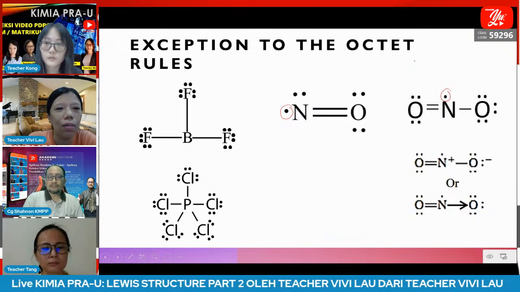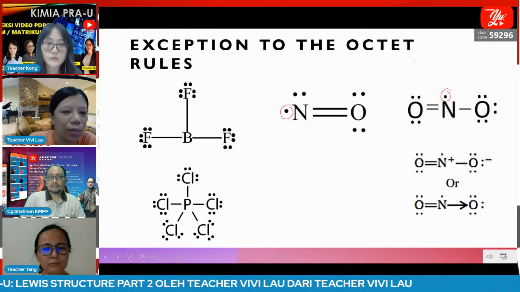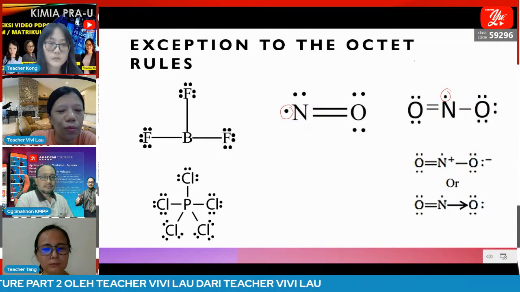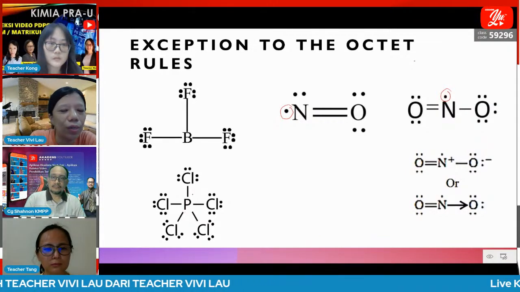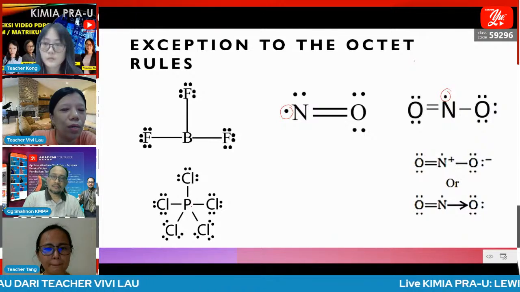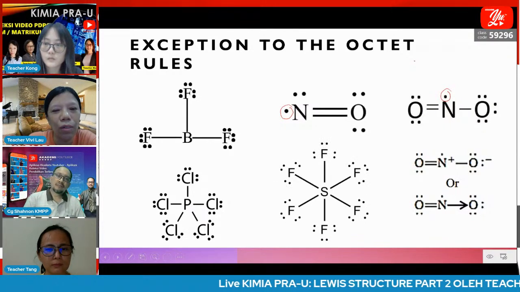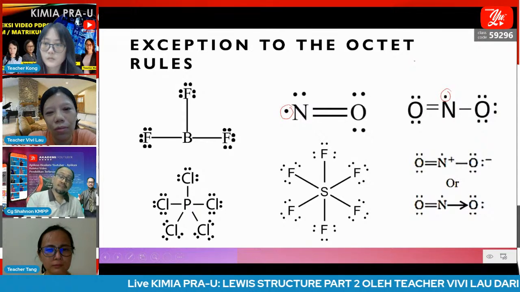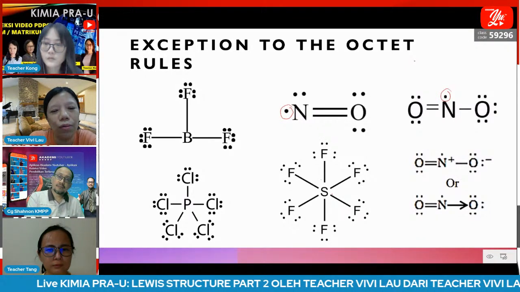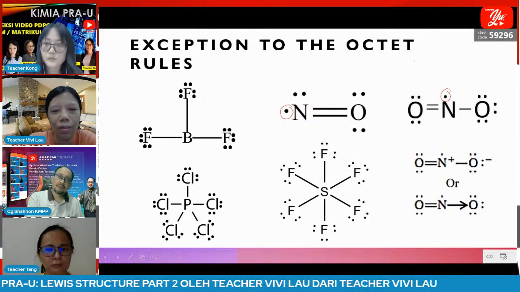Another exception is PCl5. The phosphorus can expand the octet, so it can have more than 8 electrons. Another one is sulfur hexafluoride, so it has 12 electrons surrounding the sulfur atom.